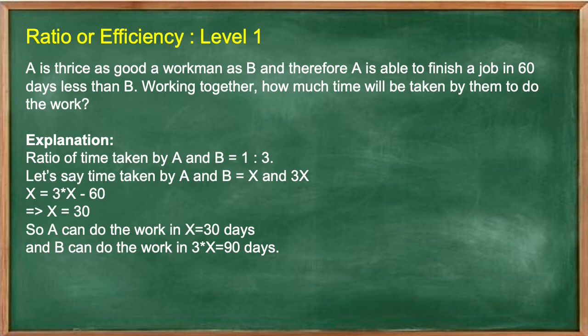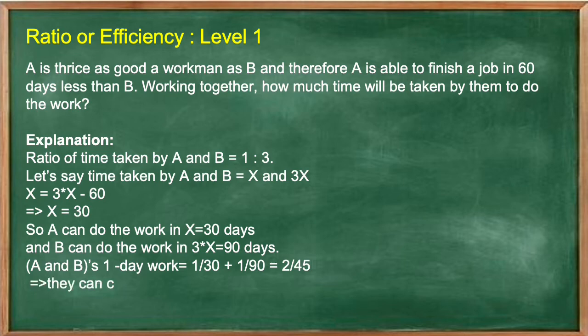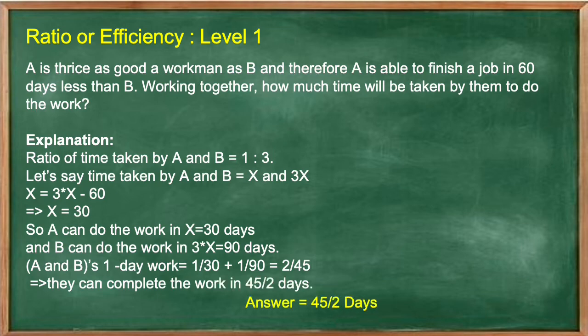Now we can use the flip rule and find out their one day work. So if they work together, one day work will be 1 divided by 30 plus 1 divided by 90, which is equal to 2 by 45. Now applying the flip rule again, we can say that they can complete the work in 45 by 2 days. So our answer is 45 by 2 days.